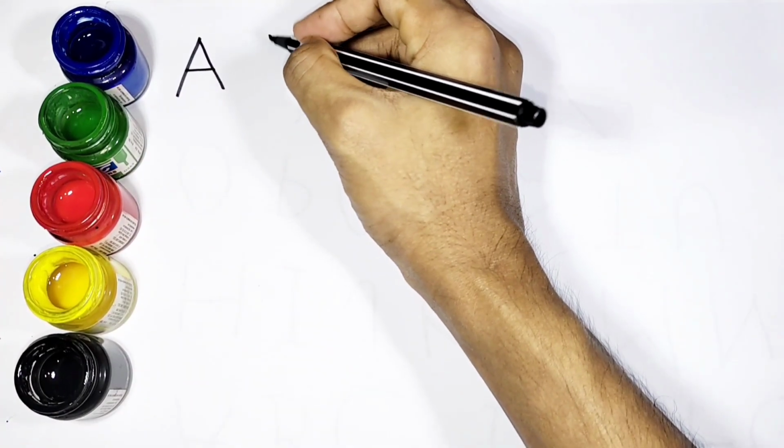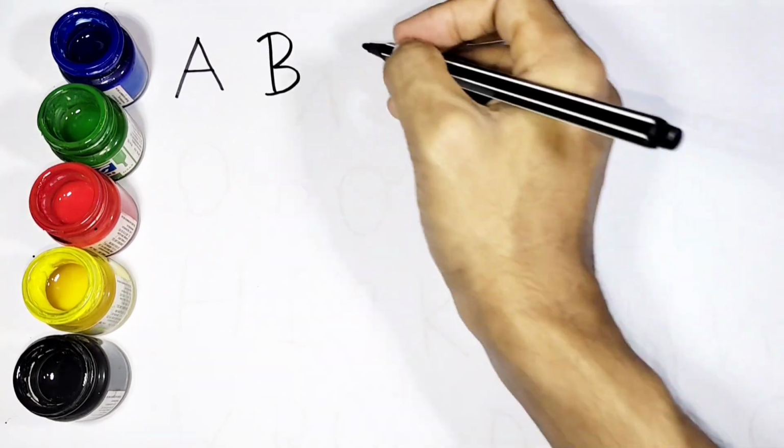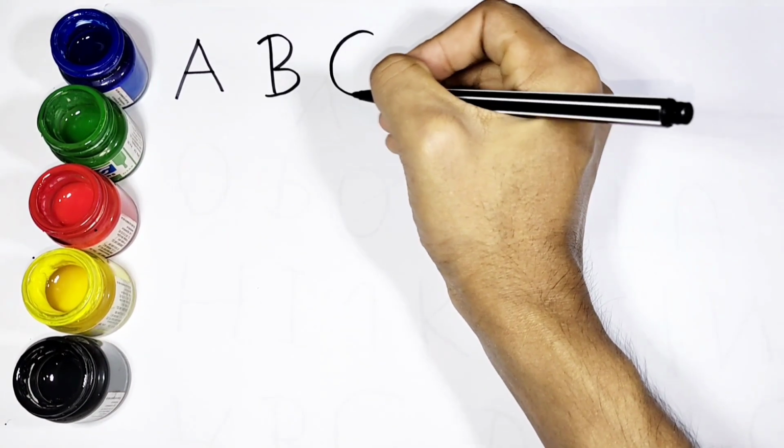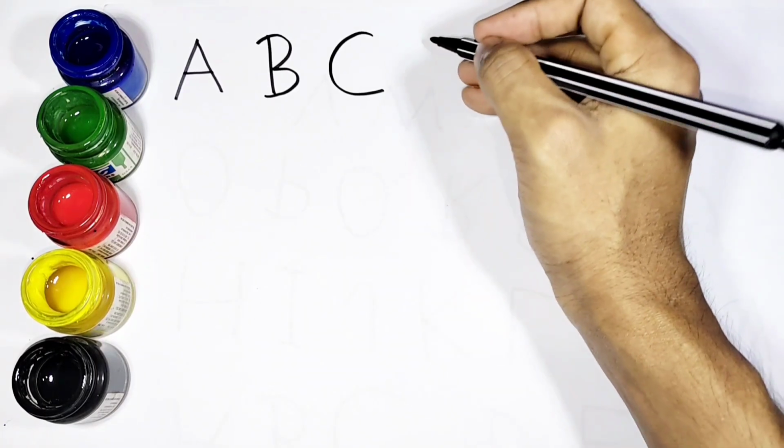First we draw the alphabet of A. A for apple, A for ant. The next one is B. B for ball, B for bat. The next one is C. C for cow, C for cat.